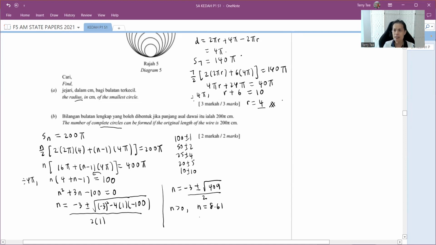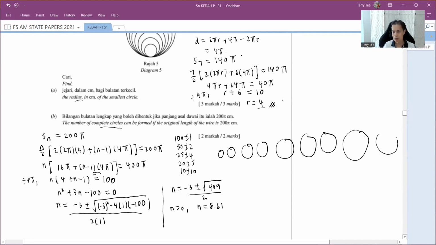But the point of the matter is, I don't have enough to form 9 circles. I only have 8.6. That means I do 8 circles: 1, 2, 3, 4, 5, 6, 7, 8, and a little bit more, not complete. The question wants complete circles, so you don't have to write so long, just write 8. Complete circles is just 8. It's not enough for you to make 9.